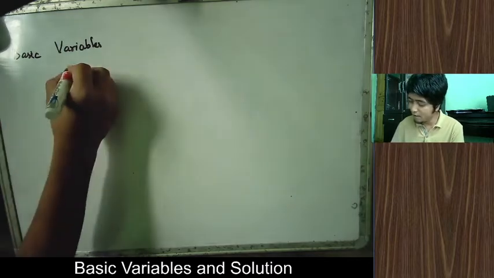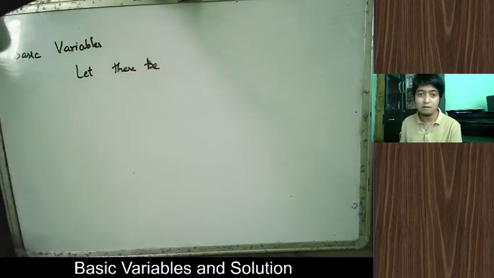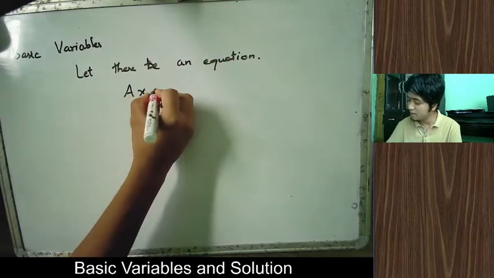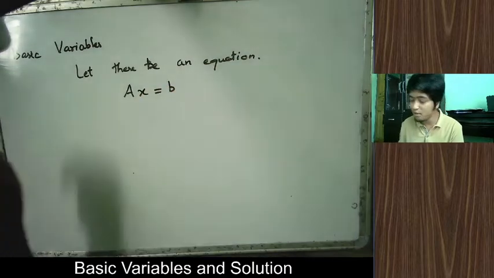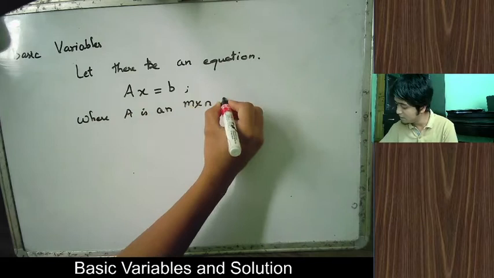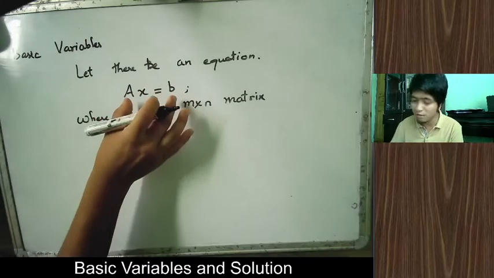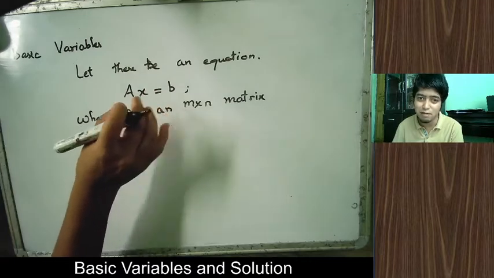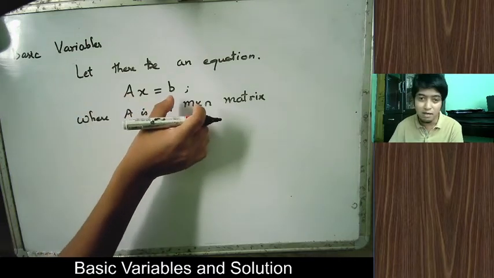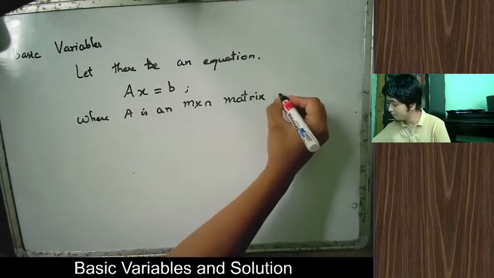Okay, so let's see. Let there be an equation Ax equal b. Okay, so we have seen this equation where A is an m by n matrix. Why are we studying all this? Because as you remember, the constraints of an LPP can always be transformed into an equation that looks like this, where A is a matrix, X is a vector consisting of the variables, and b is from the constraints only. Okay, so where A is an m by n matrix of rank m.